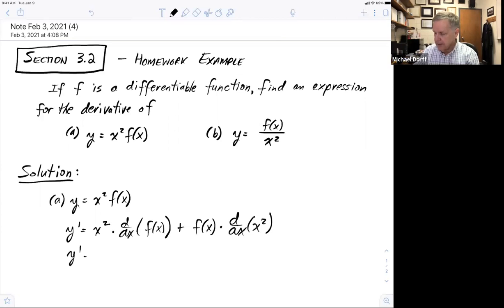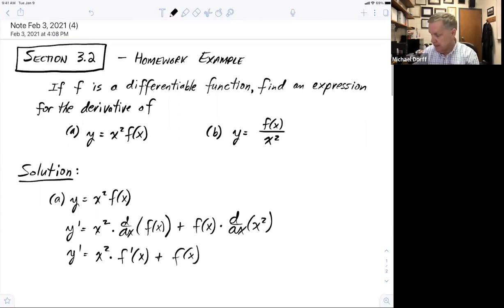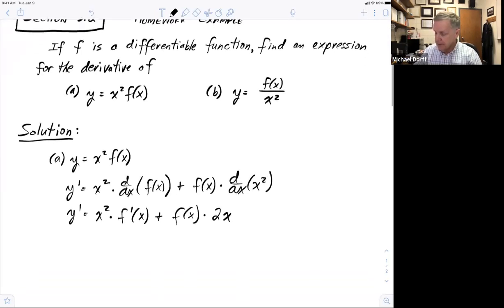All right, so what do we get then? We have x squared. What's the derivative of f of x? Well, we don't know what the function f of x is, so all we can write is just f prime of x. That's it. Then we go plus f of x. What's the derivative now of x squared? Well, we know that, that's 2x. All right, so we have this.